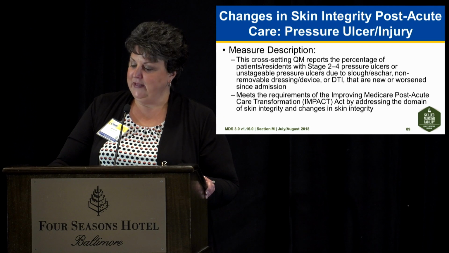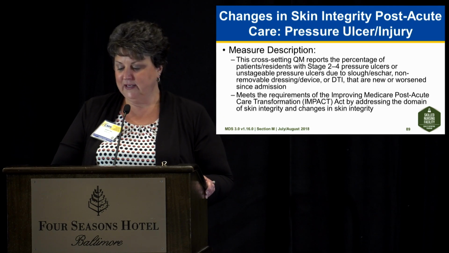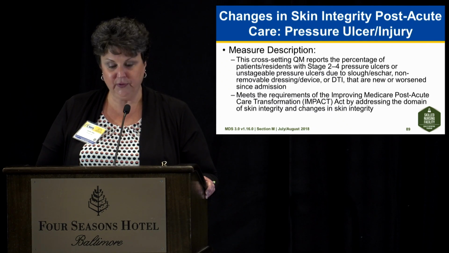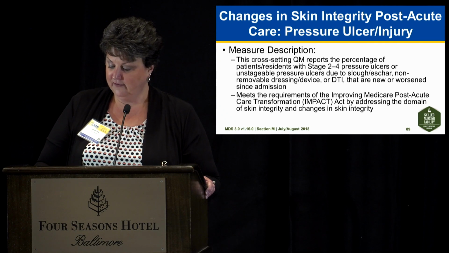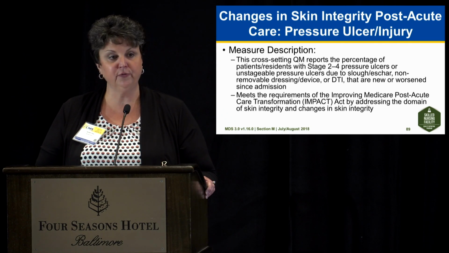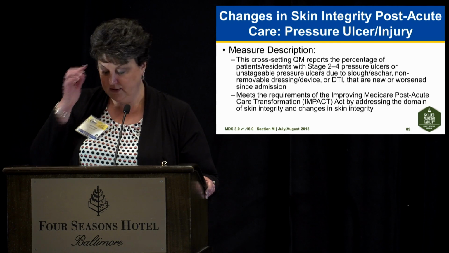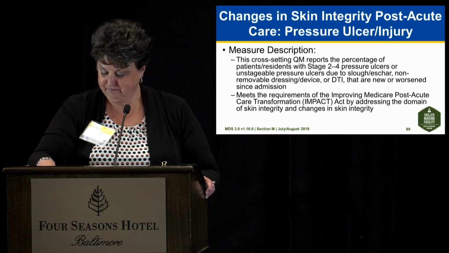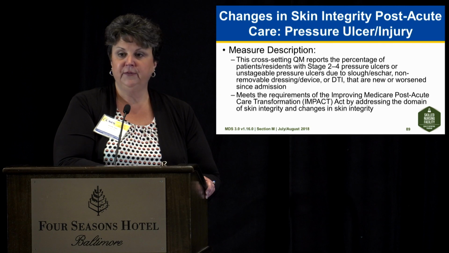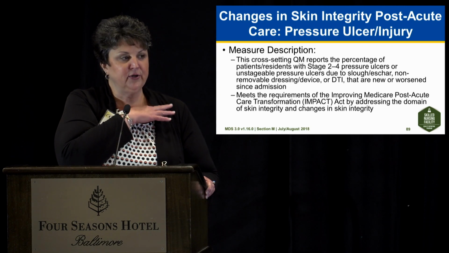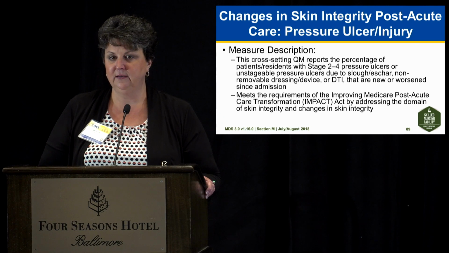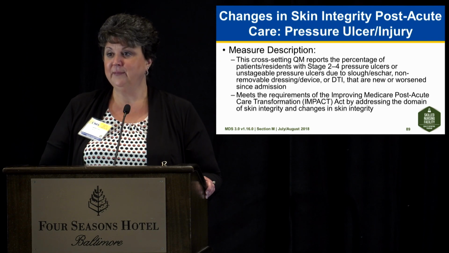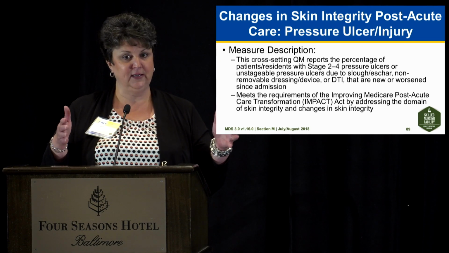So this measure meets the Impact Act requirement to address skin integrity and changes in skin integrity. It's a cross-setting measure that reports residents who since admission have had a new or worsened stage 2 through 4 pressure ulcer or an unstageable pressure ulcer due to slough or eschar, non-removable dressing, or DTI. So what's the big change there from our current pressure ulcer measure? Any thoughts on that? We're including the unstageables, right?